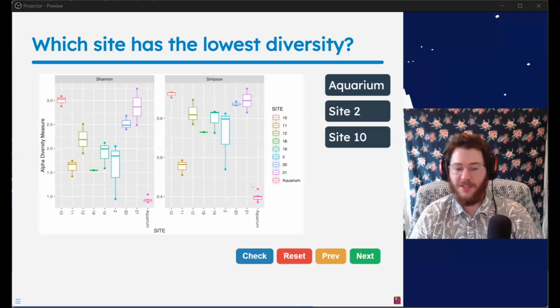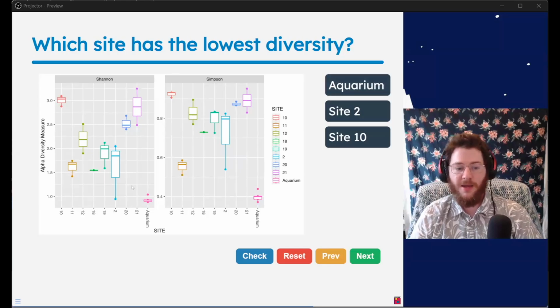So we've got two box plots here. We have sites, so different sites, 10, 11, 12, and then numbers, and then aquarium. Multiple samples per site, which is why we're able to get these box plots of these two alpha diversity values, which are Shannon and Simpson. The higher the value, the higher the diversity. The lower the value, the lower the diversity. So which site has the lowest diversity?